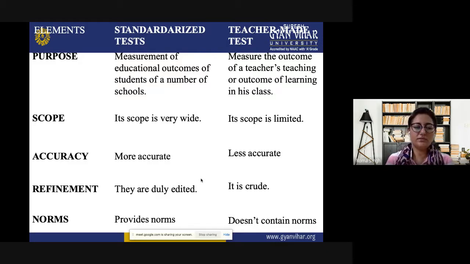So first of all, on the basis of purpose, we can say standardized test measures the educational outcomes of students of a number of schools. Whereas the teacher-made test measures the outcome of a teacher's teaching or outcome of learning in their class. If we talk about the scope, the standardized test is very wide, and the scope of teacher-made test is limited. If we talk about accuracy, the standardized test is more accurate because it is based on the norms, and the teacher-made test is less accurate.